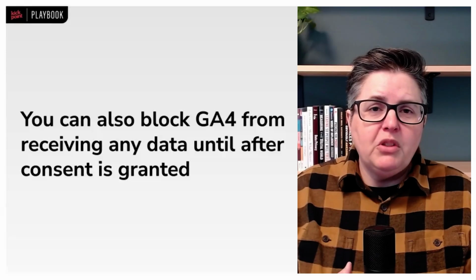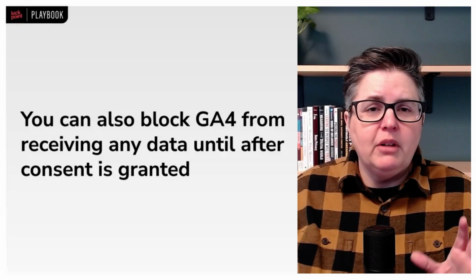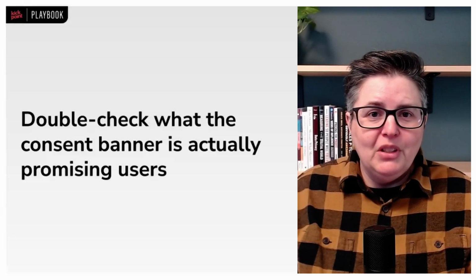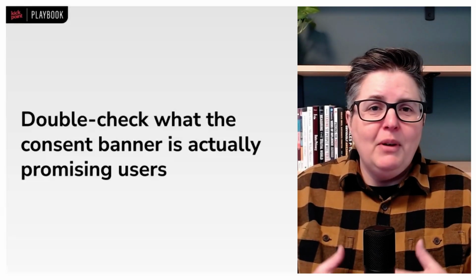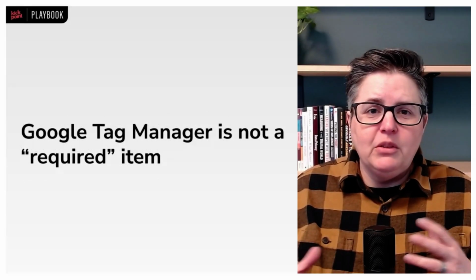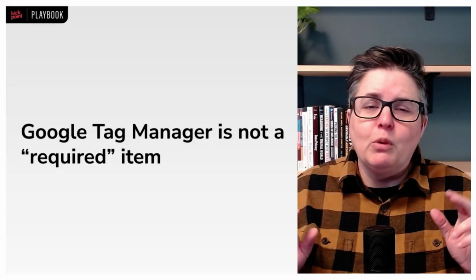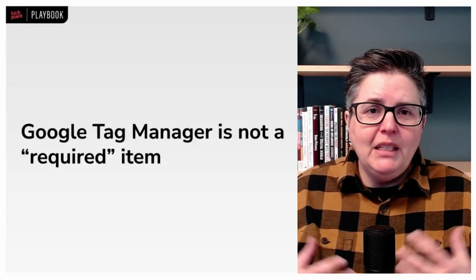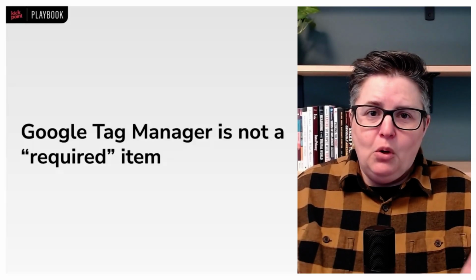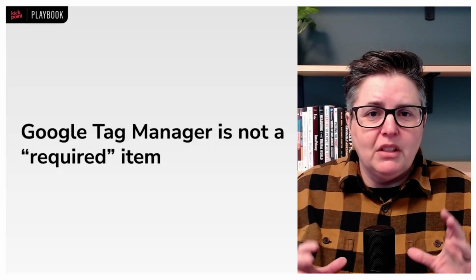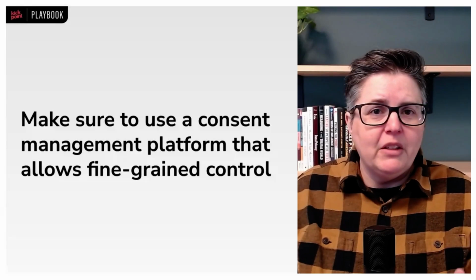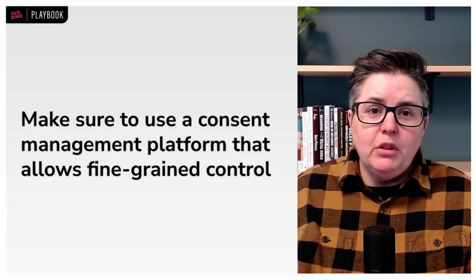Before we finish off this lesson, I also want to review two things that are outside of GA4. First, check what the consent banner is actually promising users. If they say no to ads cookies, make sure that no ads cookies are set, for example. Common mistakes I see here are people putting all the various tags in Google Tag Manager and then saying the GTM itself is required, which means that all those tags are firing even if you say no to ads tracking. That's obviously bad. GTM is not required as a whole, and tags should be individually firing based on consent states. If your consent management platform doesn't allow for that level of control, find another platform. As I mentioned, we're big fans of Cookiebot.